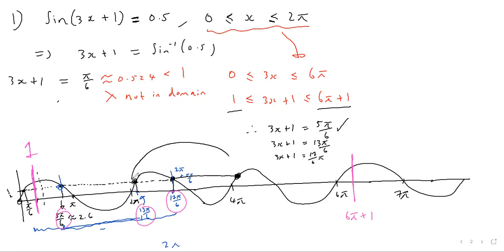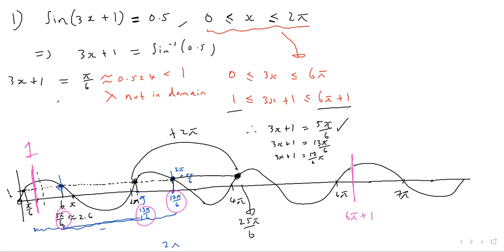So this is a jump of 2 pi. So we're just jumping up by 2 pi. So 13 pi over 6 plus 2 pi. So that's 13 pi over 6 plus 12 pi over 6. That's going to give you 25 pi over 6. So 25 pi over 6 there.